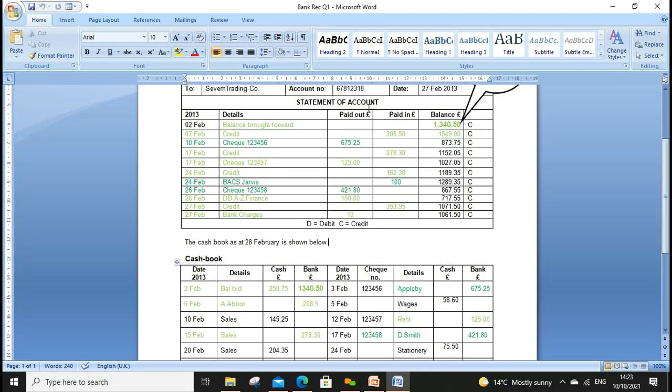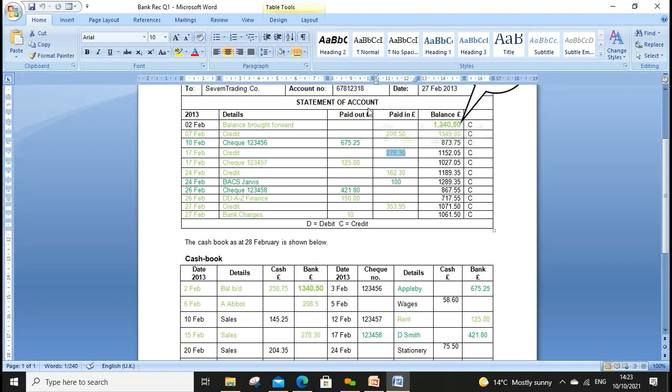So you will see there that 1340 and 1314 are recorded. Then we have paid in 208. So 208 here in the cash book is recorded under the bank column, 208 in the bank. That matches. Then we have 675. 675 is a payment, a check paid out from the bank, so it should be paid out in the cash book as well.